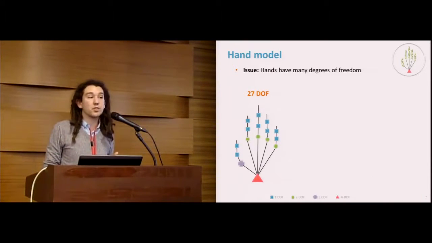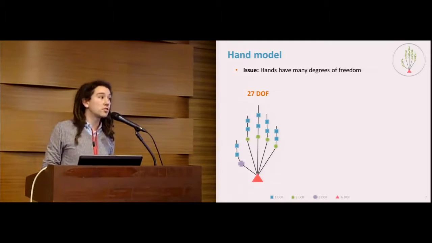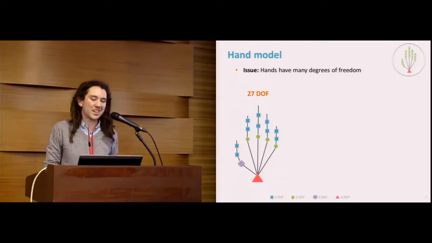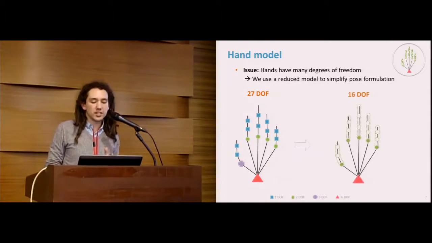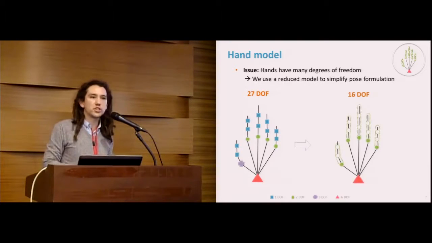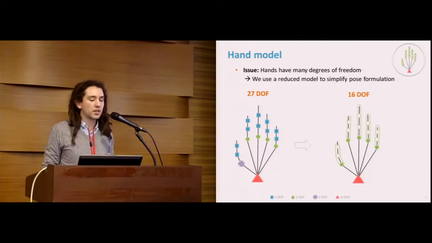And the main challenge that we have is that human hands have 27 degrees of freedom, and that is a lot of parameters to handle at the same time. So to make the control of our hand models more manageable, we instead use a reduced model with only 16 degrees of freedom. And the simplification occurs on different parts of the hand.